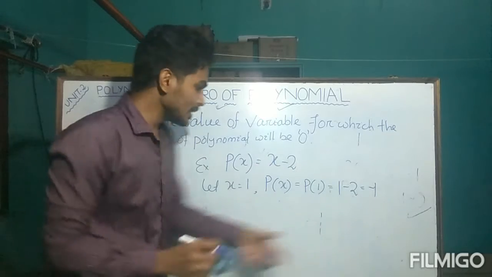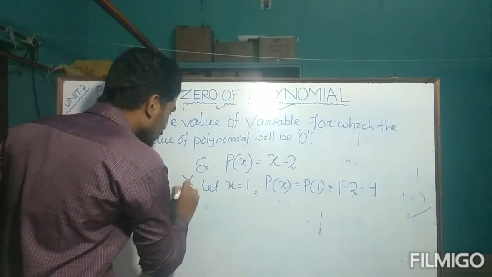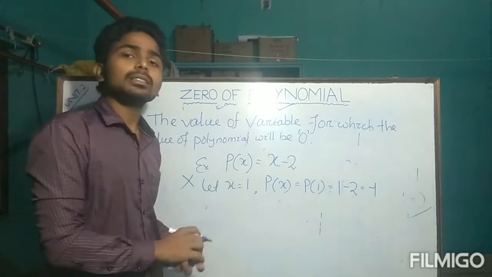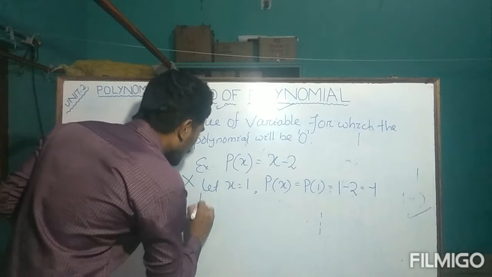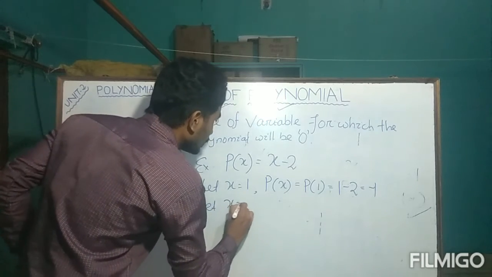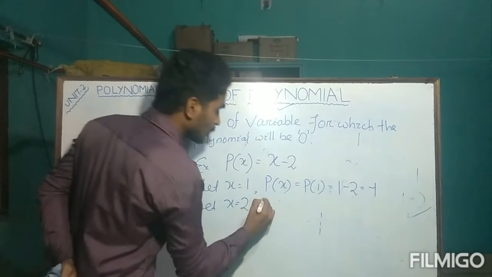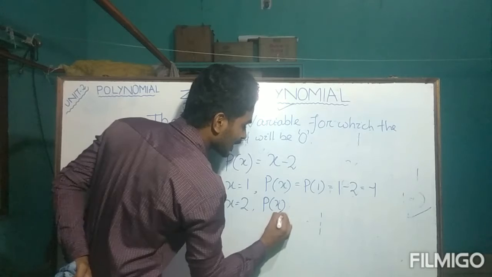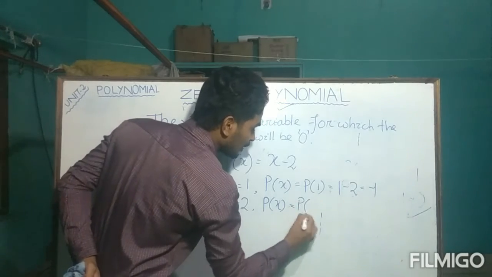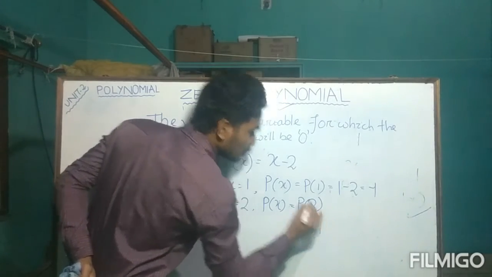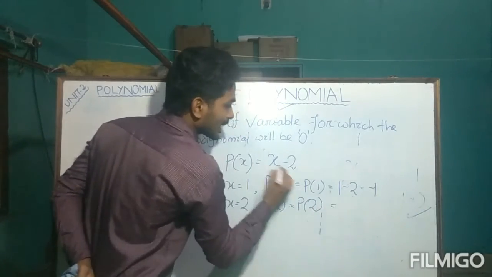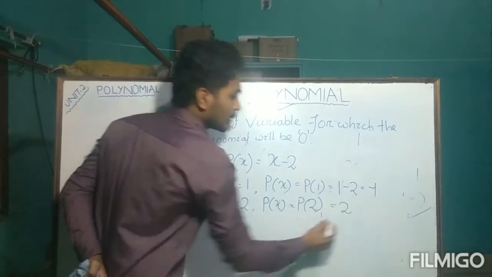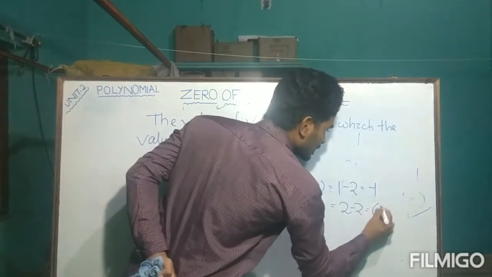No, we didn't get it. So will it be the 0 of the polynomial? No, it is not the 0 of the polynomial. Let x is equal to 2. Then what is the value of the polynomial? We can write p of x, or p of 2, in the place of x, 2. So the value will be 2 minus 2, which is equal to 0.